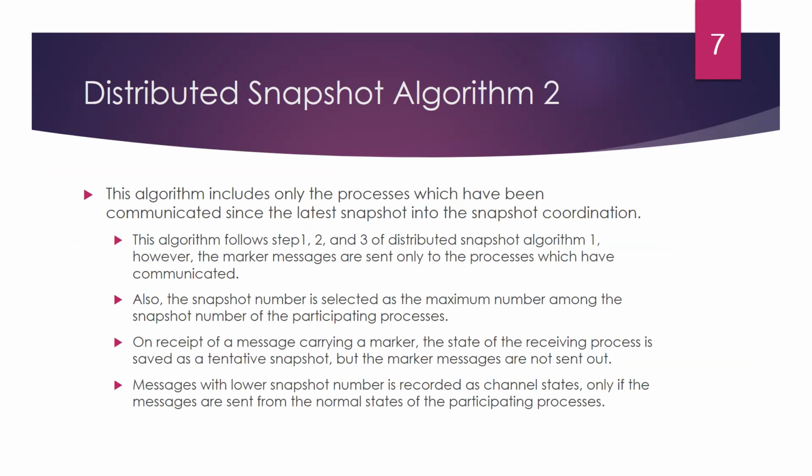The second algorithm works in a similar way to the first algorithm. However, the processes in this algorithm send the marker messages only to the processes which have communicated since the latest snapshot coordination. One notable point is that when a process receives a message carrying a marker, it saves its current state as a tentative checkpoint snapshot. However, it does not participate in the coordination because these processes may or may not need to participate in the coordination.